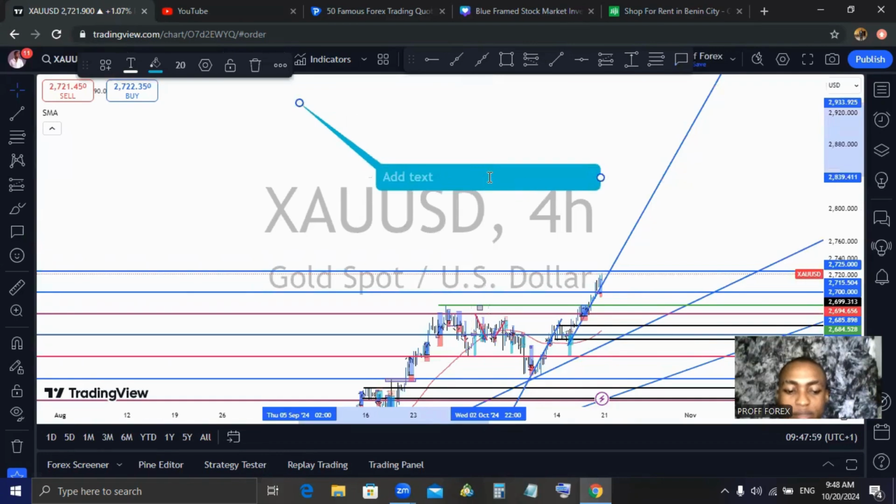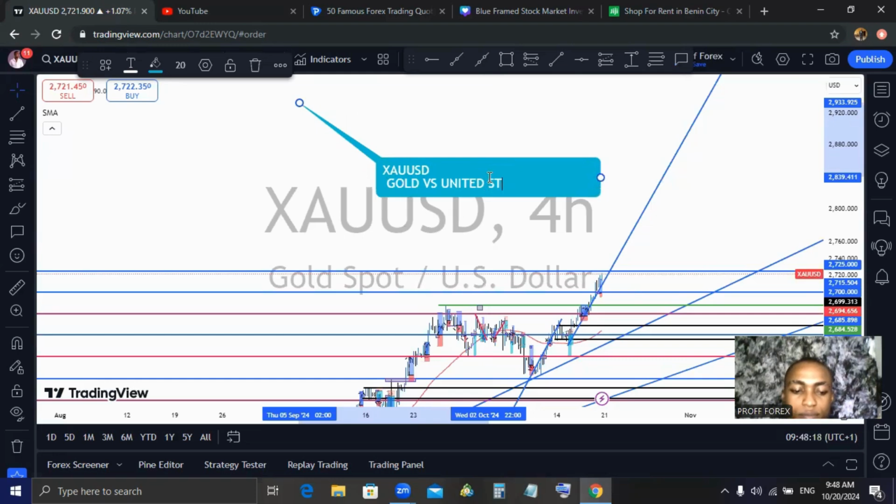So when you hear about XAUUSD, it is gold versus the United States dollar. So this is gold versus the United States dollar.